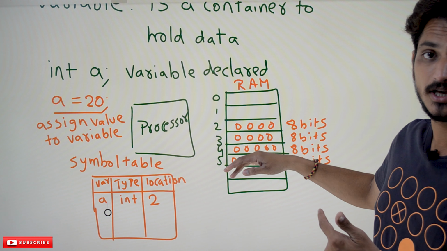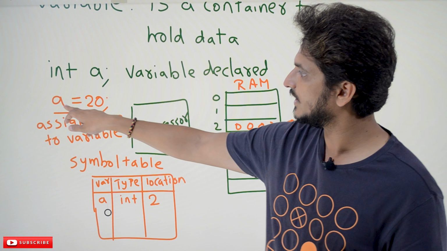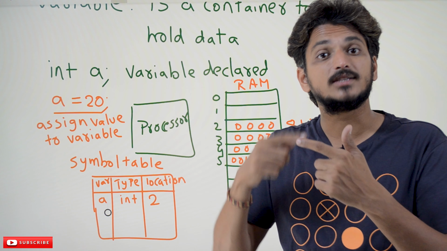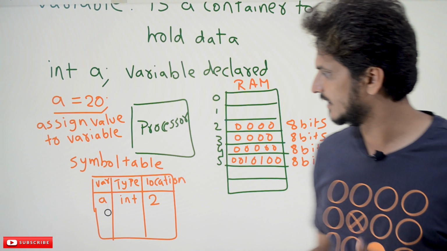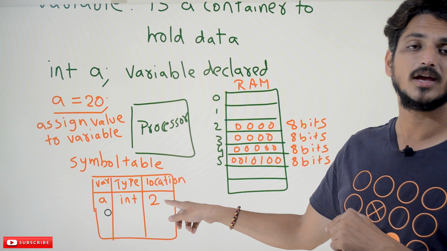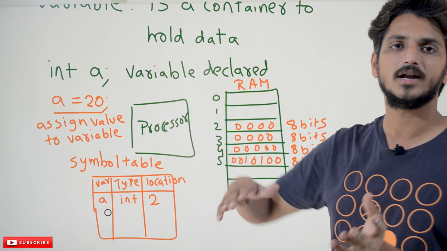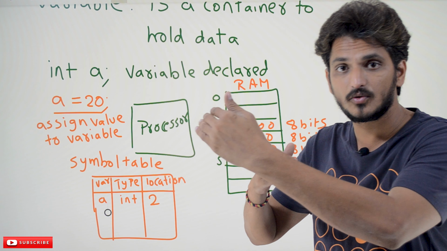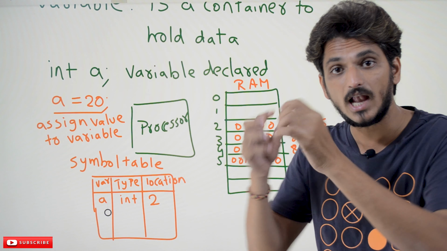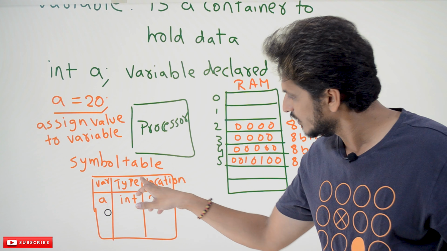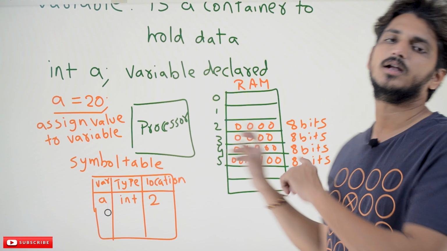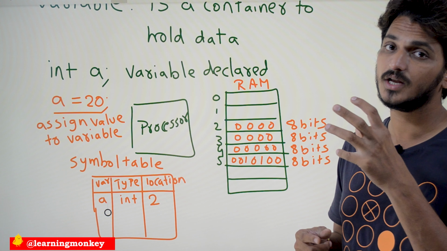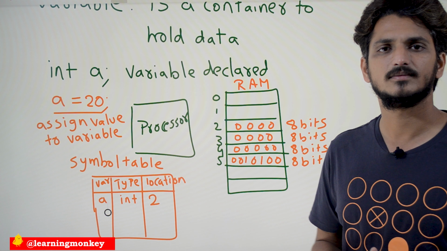How is it going to store here? It will check the symbol table whenever this line of code is executed. For a is equal to 20, the space assigned to variable a starts at the second location. It is going to convert 20 into binary and save it here. During the execution of the program, whenever you need the value of that variable, it checks the symbol table and gets it from the random access memory. This is how program execution happens inside.